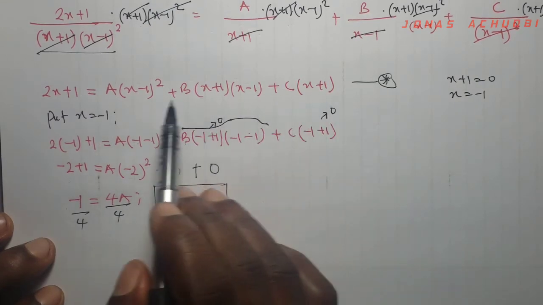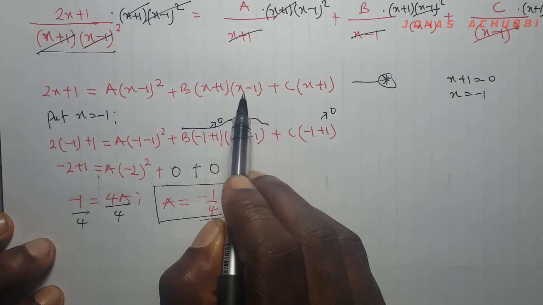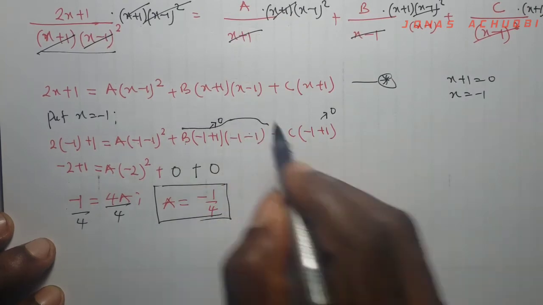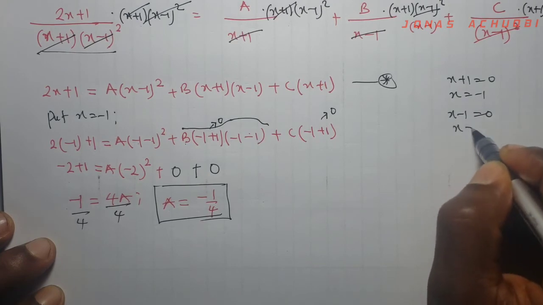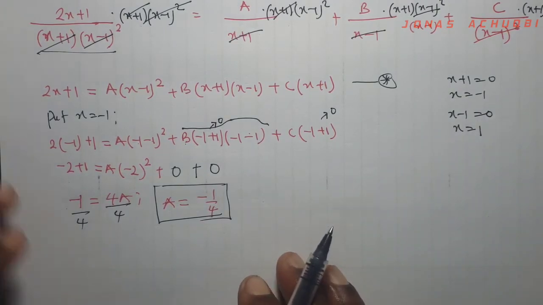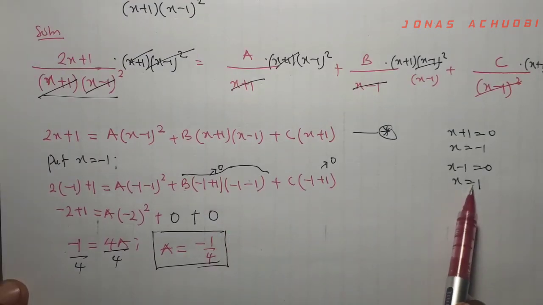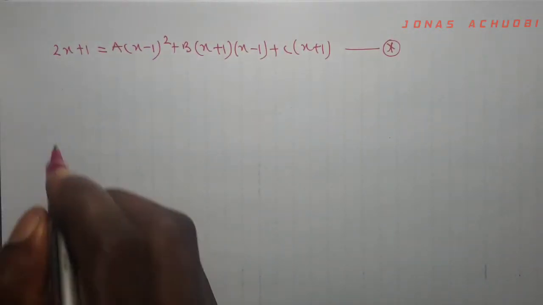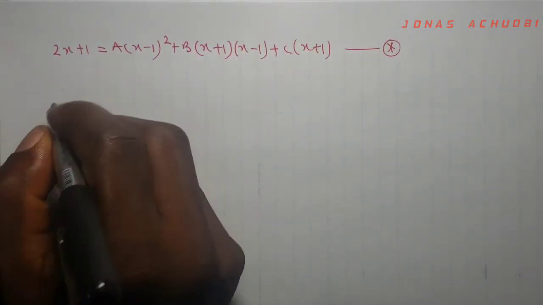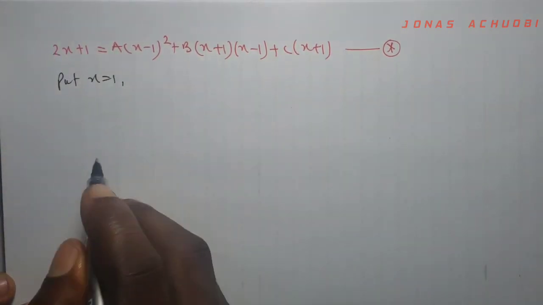Let us check again. Can we put x as something else? Yes, we can. I've seen here that if I put x as 1, this will be 0 also. So if x minus 1 equal to 0, then x equal to 1. So if I put x as 1, I'll also have a 0 somewhere. So we're now going to put x equal to 1 into equation star.